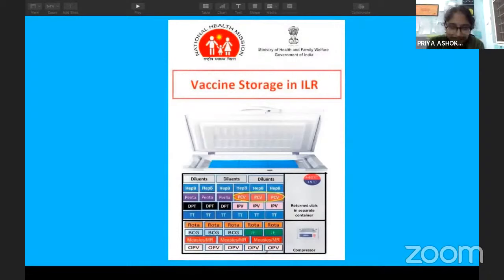Then fifth one is rota, which you told rota. Okay, 10 points for that. Sixth one is TT. TT again -5 because you told BCG instead. Then 7 was IPV. Hep B you told. 8 is DPT. JE you told. Then 9 is PCV. 10 is penta. 11 is Hep B. There are actually 12. So OPV, measles, JE, BCG, rota, TT, IPV, DPT, PCV, penta, and then Hep B.